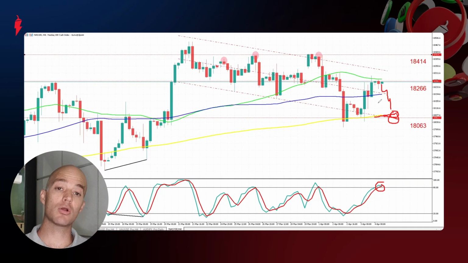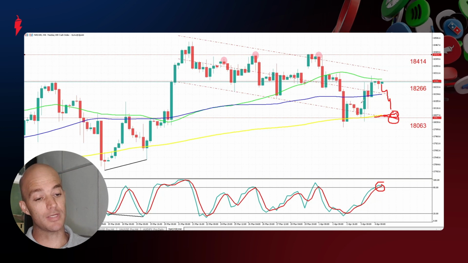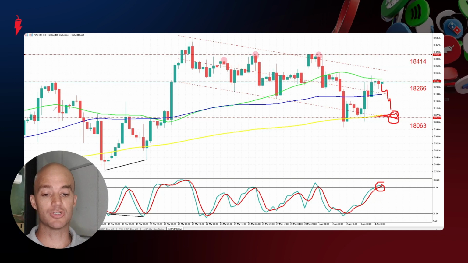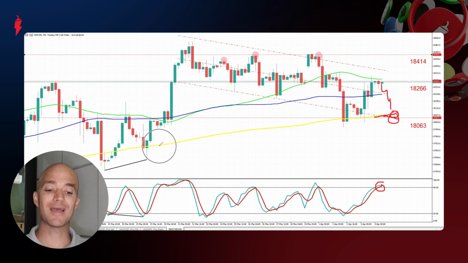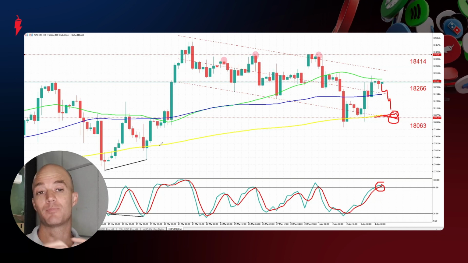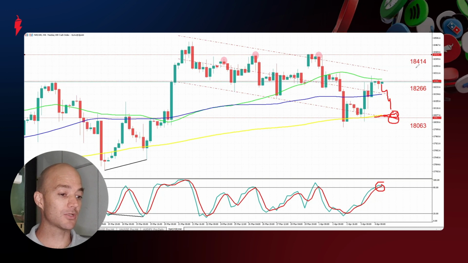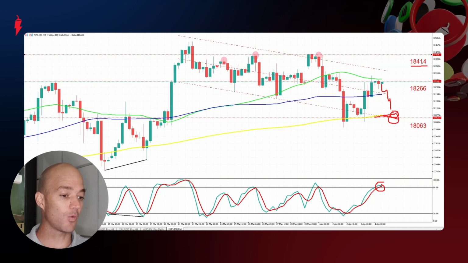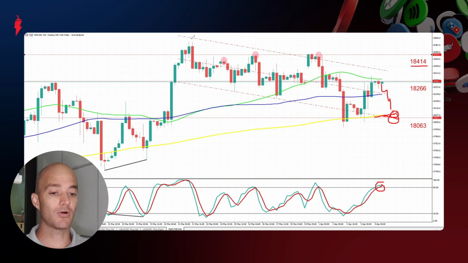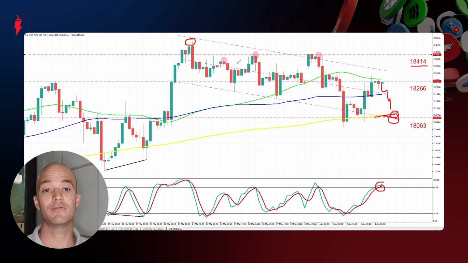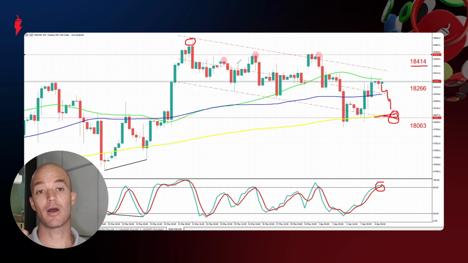However, in the long term, we do expect prices to continue to rise, because as you can see, the majority of the time we are trading above our 200 period simple moving average. So if the market starts breaking above the 18414 level, we will be targeting these previous highs over here and potentially even seeing higher highs being created.